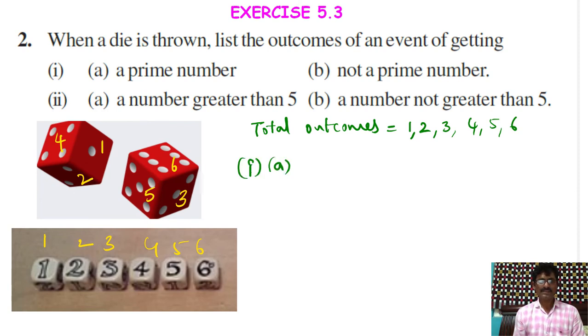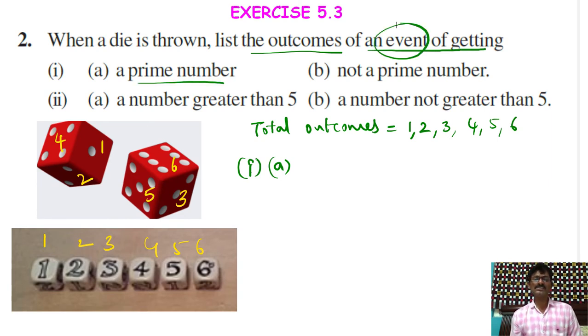In that A, list the outcomes of an event of getting a prime number. What is an event? Event means nothing but collection of outcomes. Collection of outcomes is called an event. A prime number. Out of these outcomes, what are the prime numbers? You see 2, 3 and 5. These are the prime numbers. So an event of getting a prime number has the outcomes 2, 3 and 5.